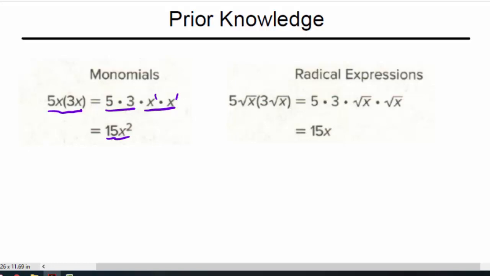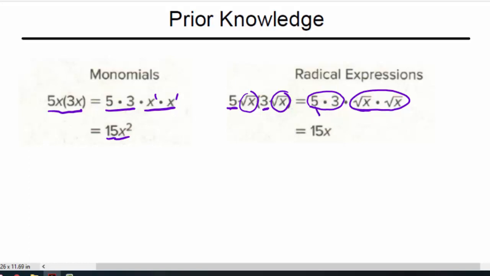We can do exactly the same thing with radical expressions. So these two numbers out in front, 5 and 3, are called rational numbers. And you can multiply rational numbers together, so that's what we're doing. We're bringing them together here. And the two that are underneath the radical here are called irrational, so we're going to pull them out here and multiply them together as well.